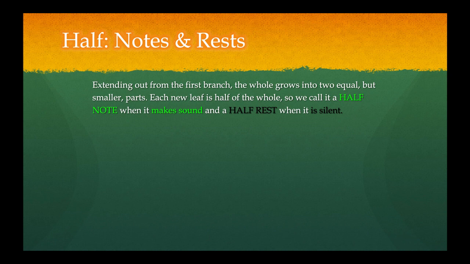Extending out from the first branch, the whole grows into 2 equal but smaller parts. Each new leaf is half of the whole, so we call it a half note when it makes sound and a half rest when it is silent.